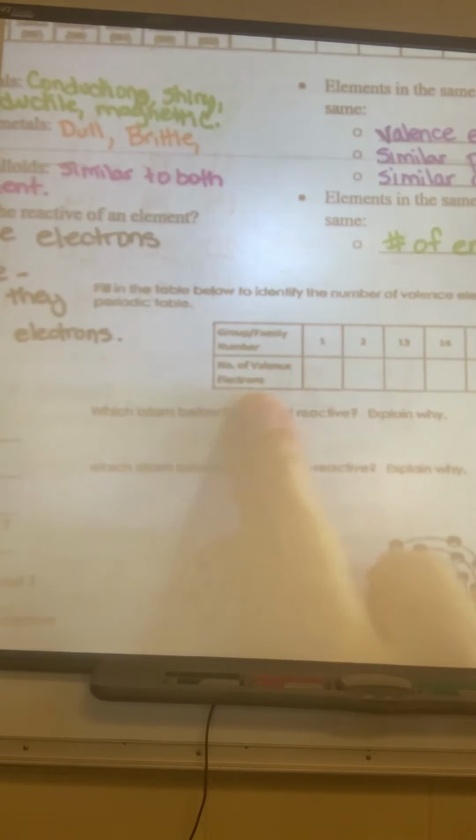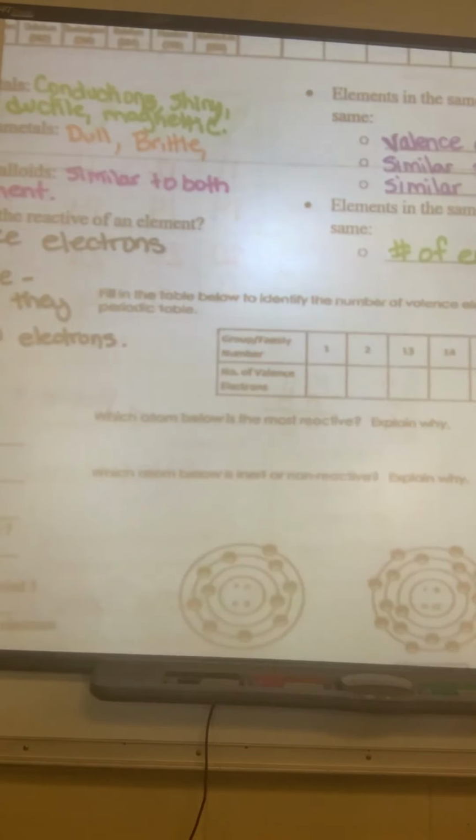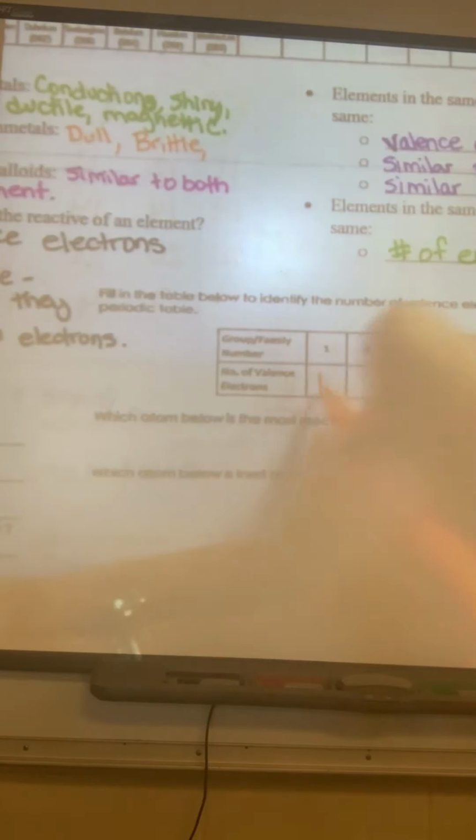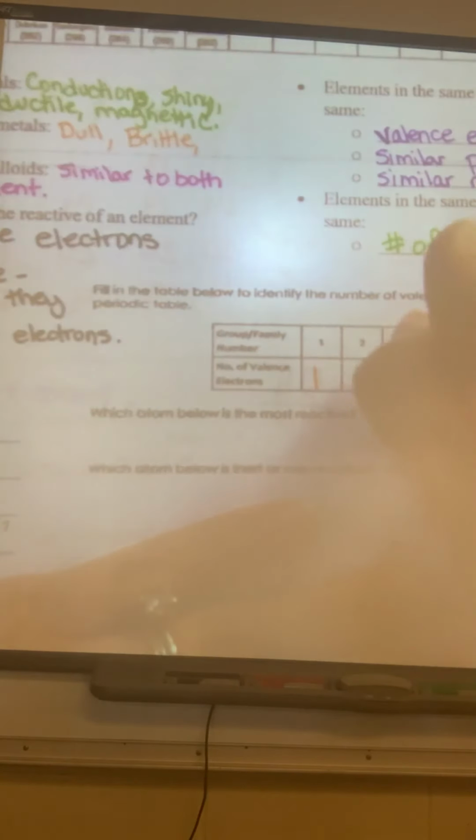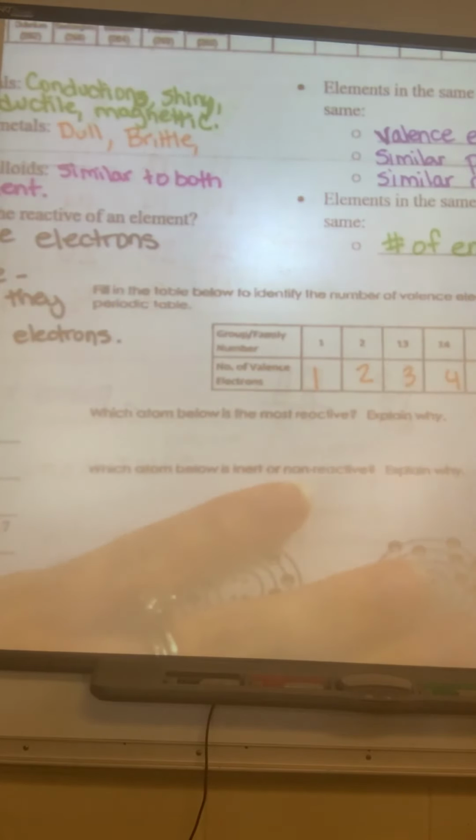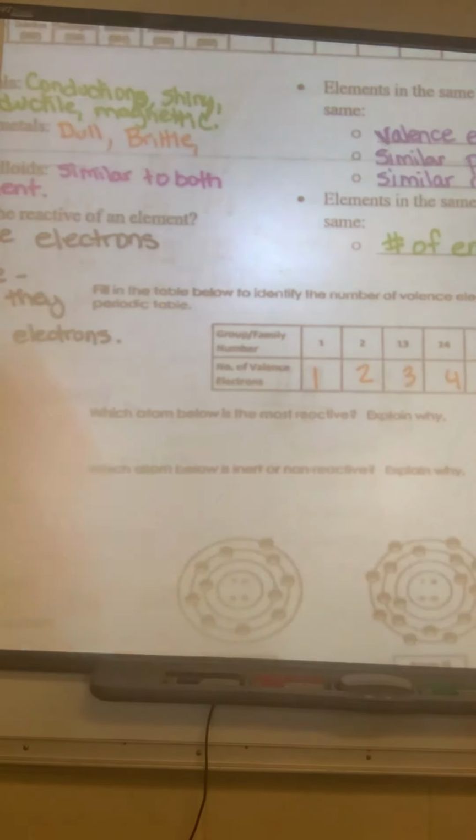All right, number of valence electrons. If it's in group 1, how many? If it's in group 2, how many? 13, 14, 15, 16, 17, 18, 8 or 2. 2 or 8, depending on if it's helium. All right, good.